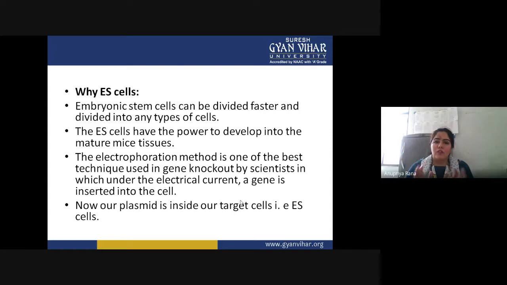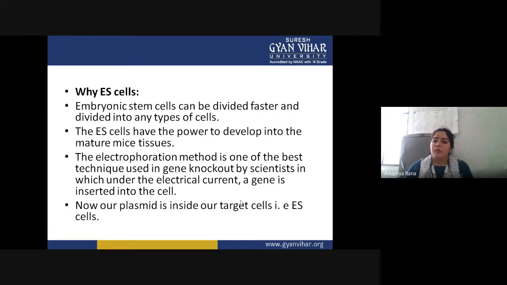Differentiation is a process where division happens on the basis of functional analysis. Division alone happens just for increasing the mass of a particular organism. But when differentiation happens, division takes place with diverse functionality. That diverse functionality is needed for our gene of interest to invoke its particular protein formation. So the ES cells have the power to develop into mature mouse tissue. That's why we are going to use embryonic cells.